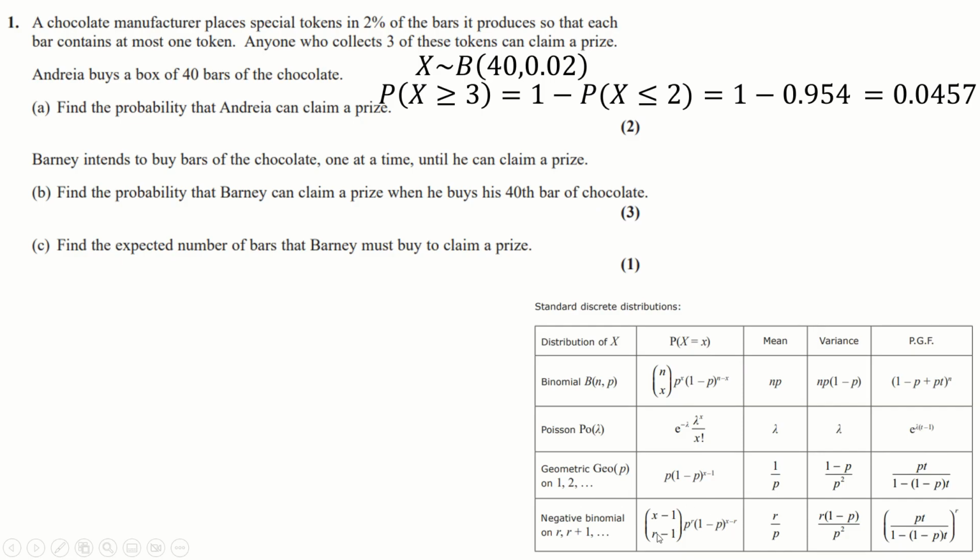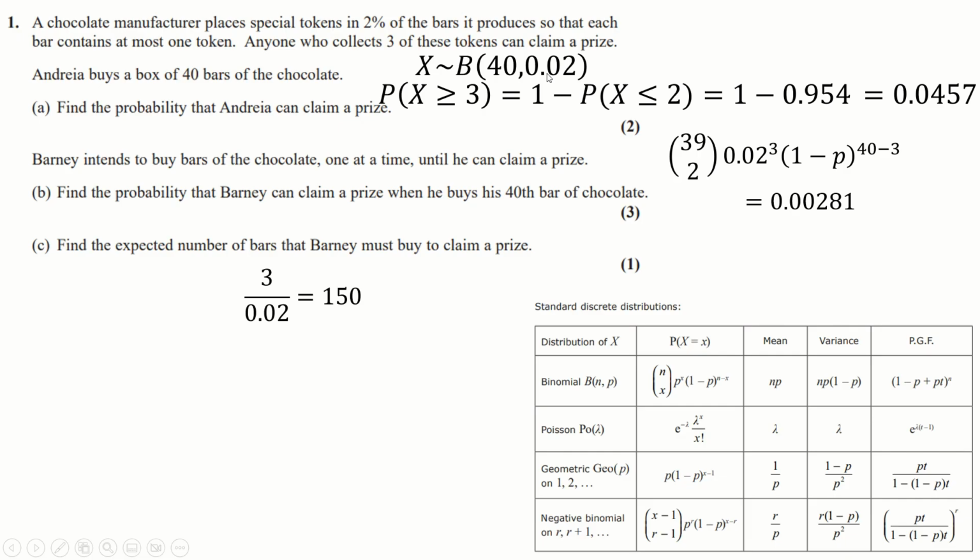X is 40, r is 3, and we can just shove those results in here. p, of course, is still 0.02. So we'll put all of that in here, and we'll get this answer here. Find the expected number of bars he must buy. Well, this is just the mean, right? And the mean is given to us. It's r over p. r is still 3, p is still 0.02, and we'll have our answer straight away.